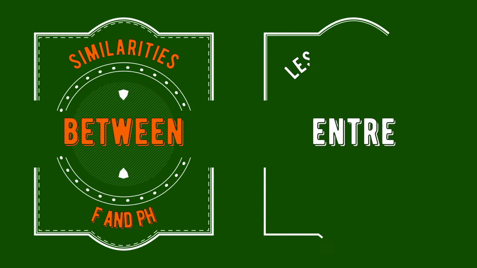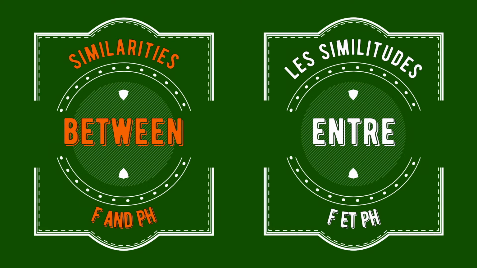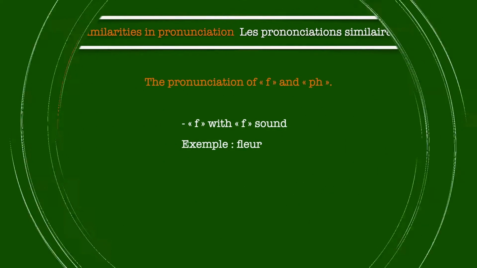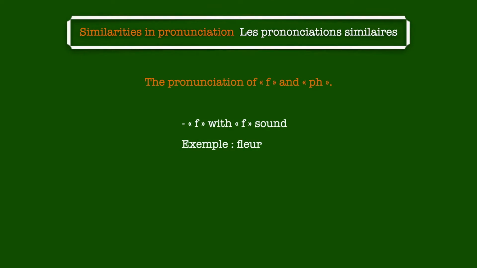So as I said, what about learning the similarities in pronunciation with the F sound? It sounds logical that F has an F sound, but as we have seen previously other letters that have different pronunciation depending on the situations, it's important to mention that F has an F sound. The example I propose to you is fleur, this one has also the same pronunciation. It has an F sound like in the word phrase.